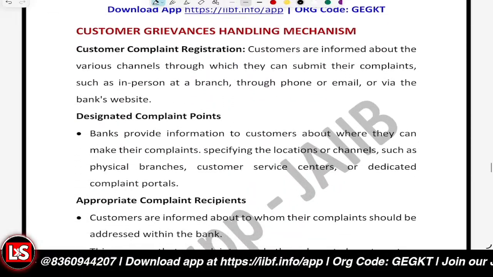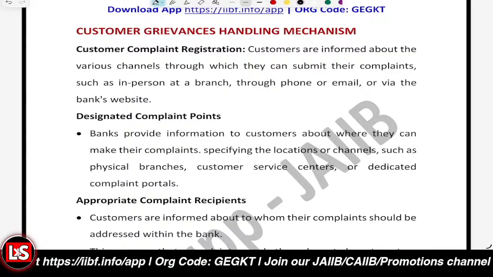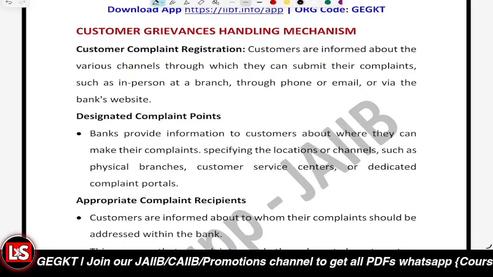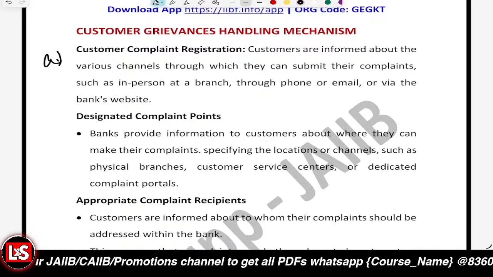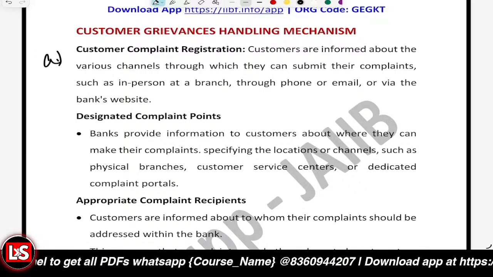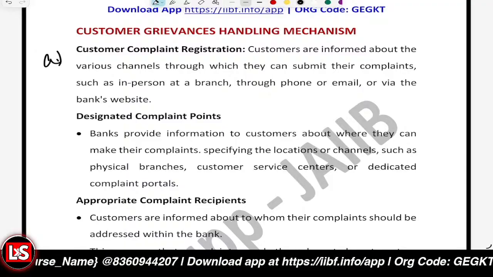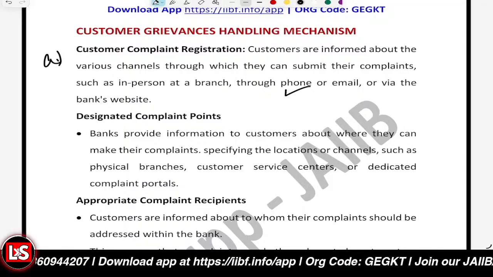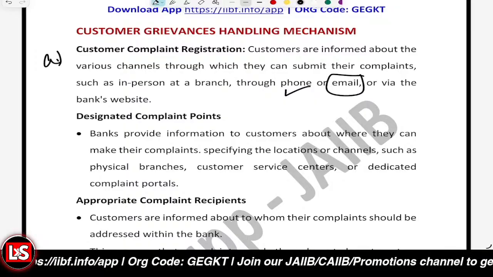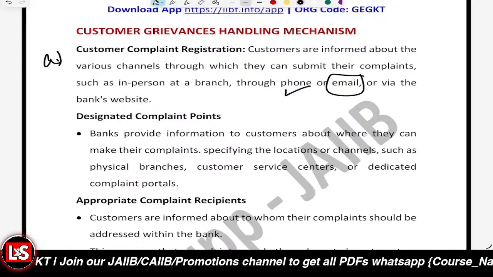Further after that, it's related to the customer grievances handling mechanism. Banks are to establish a structured mechanism for handling the customer complaints effectively and promptly. The first thing is the customer complaint registration. Customers are informed about the various channels where they can submit their complaint. It could be a physical mode, like visiting the branch. It could be the telephonic mode, through a customer care number. It could be any electronic mode, like email, bank website, online portal, or a digital channel, like mobile banking or the complaint portal itself.